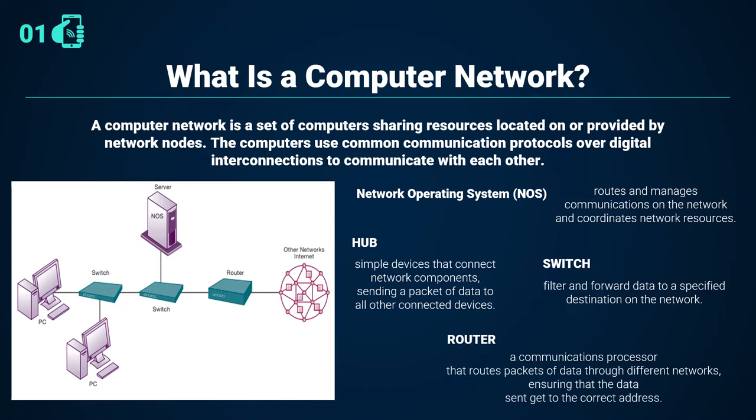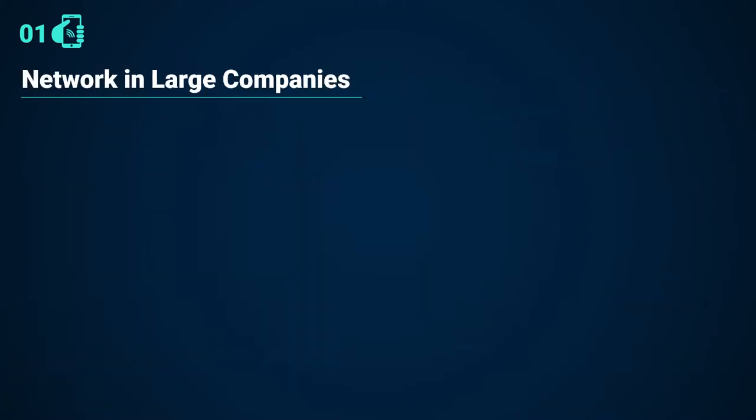What if you want to communicate with another network, such as the internet? You would need a router. A router is a communications processor that routes packets of data through different networks, ensuring that the data sent gets to the correct address. Network switches and routers have proprietary software built into their hardware for directing the movements of data on the network. This can create network bottlenecks and make the process of configuring a network more complicated and time-consuming.